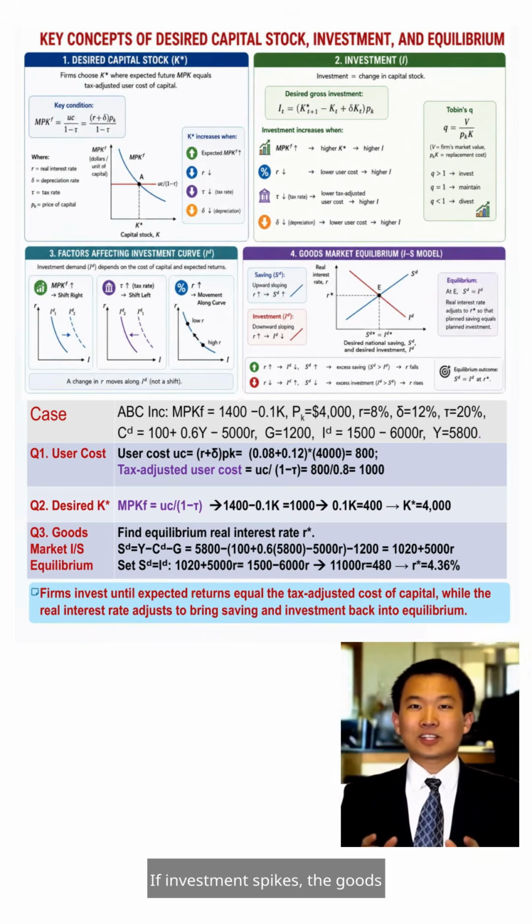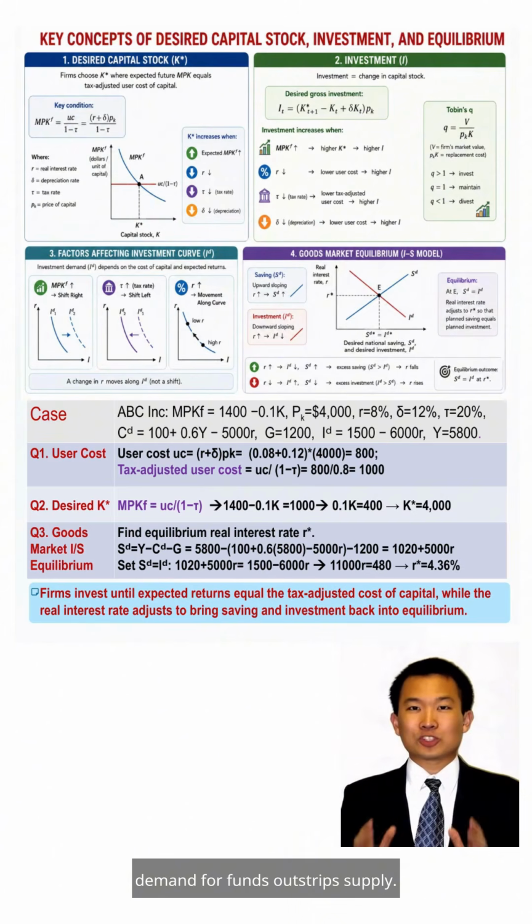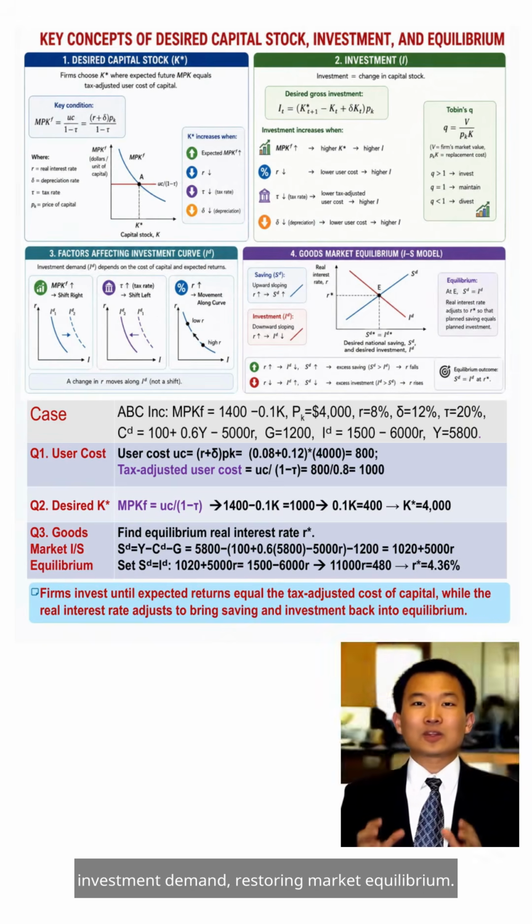If investment spikes, the goods market becomes unbalanced because investment exceeds savings, as demand for funds outstrips supply. Consequently, real interest rates rise. This curbs investment and boosts saving until savings equals investment demand, restoring market equilibrium.